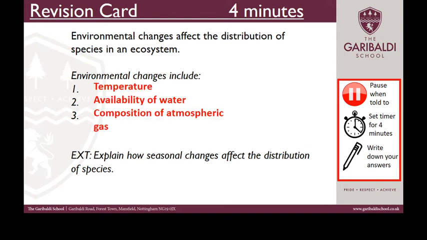So I will give you some answers for this one. So environmental changes include temperature, availability of water, and composition of the atmospheric gas.